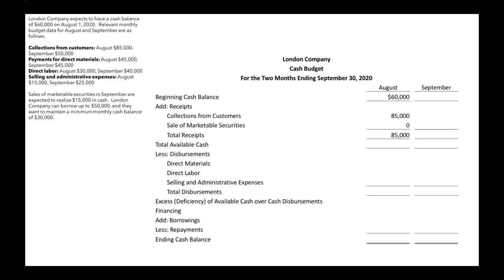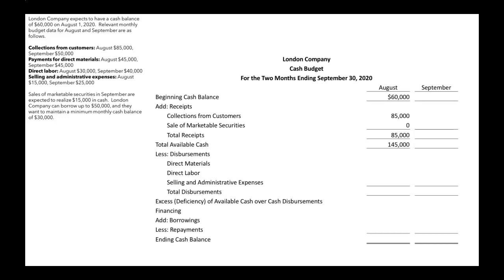Now, our total available cash, that's going to be your beginning cash balance plus your total receipts. So $60,000 plus $85,000 gives us $145,000. Now we can move on to the disbursements, so paying out cash.